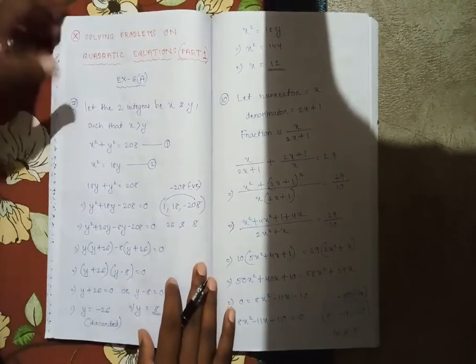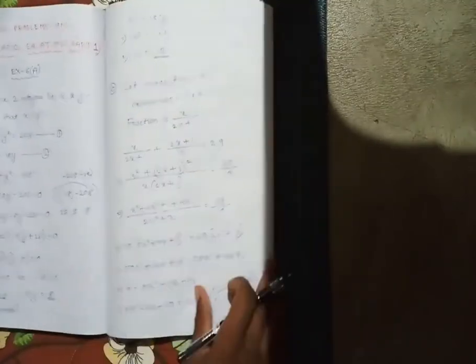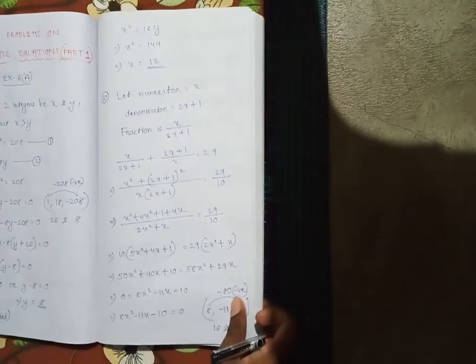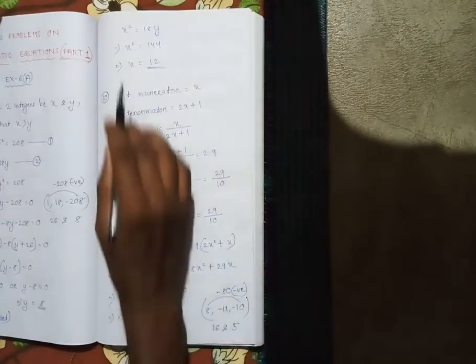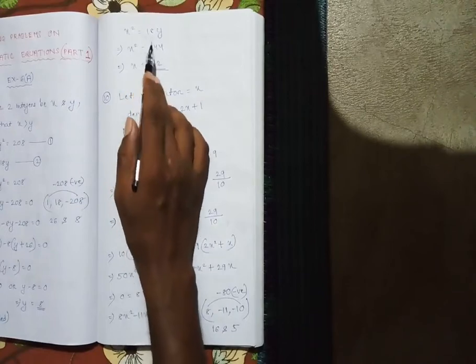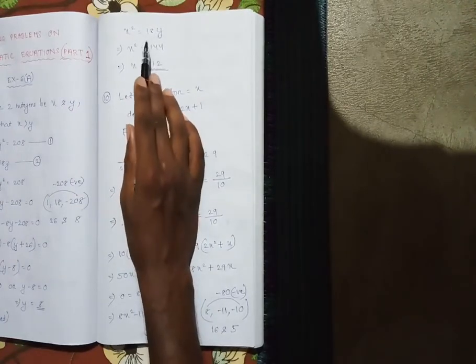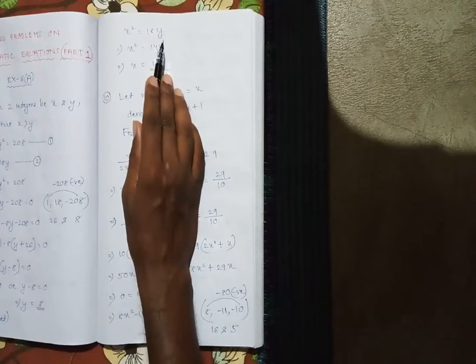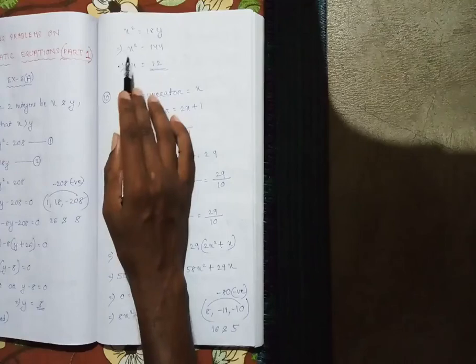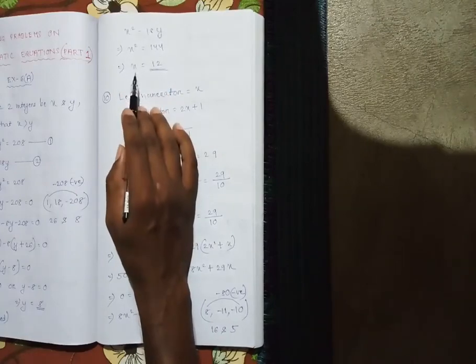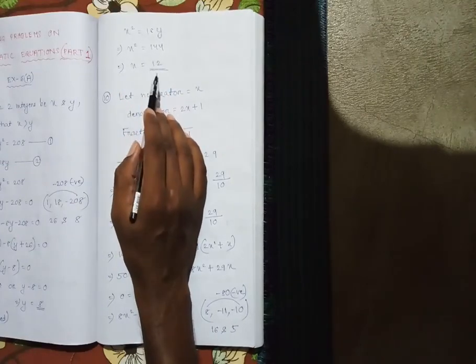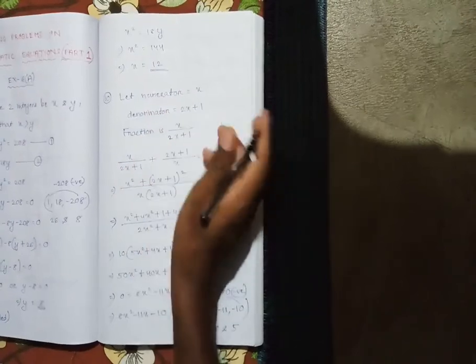Now let us go for the other integer. The second equation, x square is equal to 18y. So x square is equal to 18 into 8. The y value we have got is 8, so 18 into 8 is equal to 144. So x square is equal to 144, x is equal to square root of 144, that is 12. So the two integers are 12 and 8.